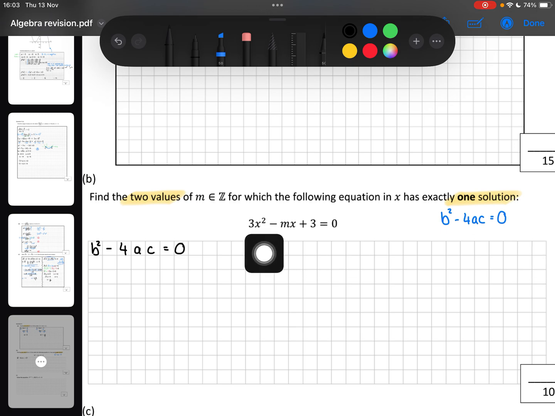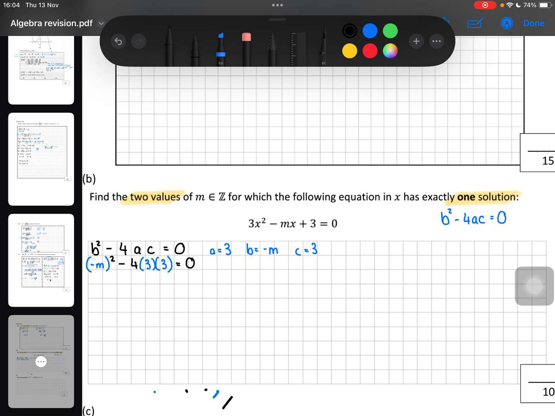Okay, now here, a is what's in front of the x squared, so 3. B is this minus m that they've given me, and c is 3. Okay, well, if I actually fill all them in, then I will only have one unknown and I'll be able to solve. So if I fill in b squared, so minus m squared minus 4 by 3 by 3 is equal to 0.